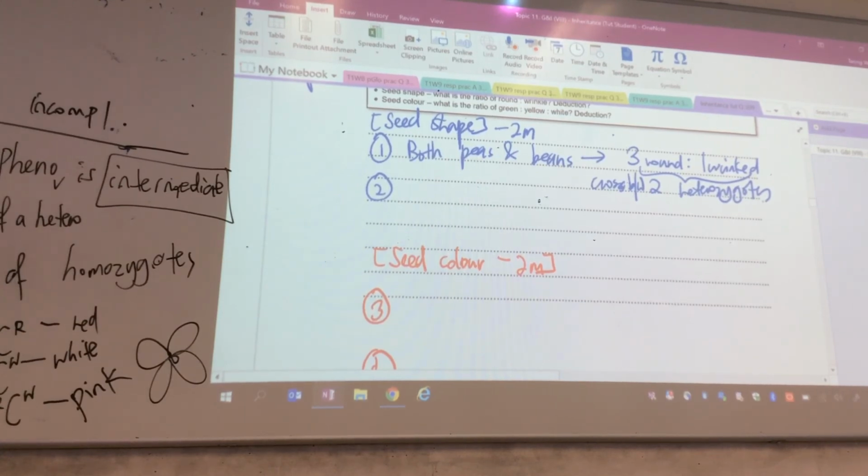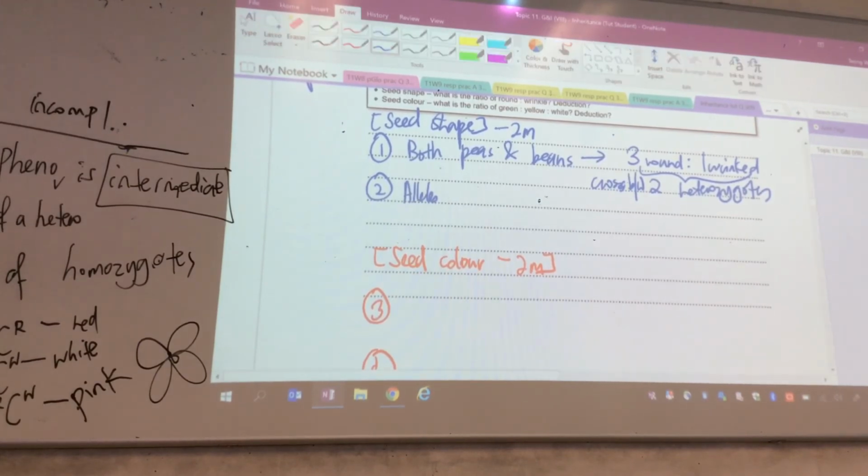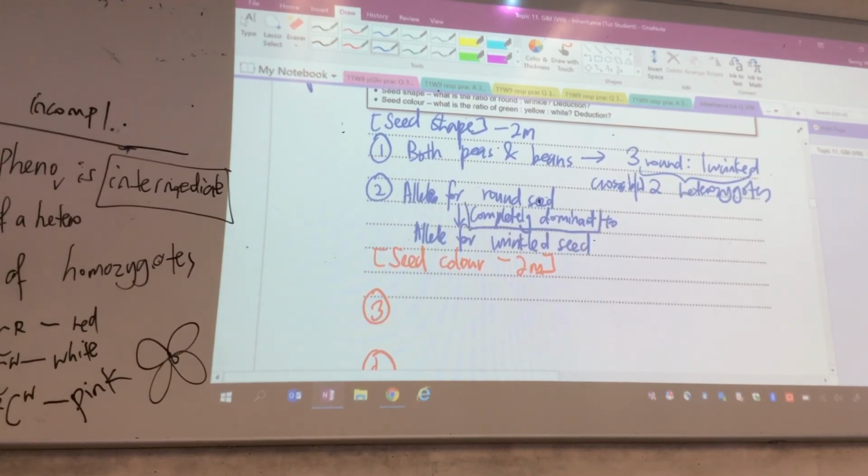Anything else you need to talk about? Why do you get 3:1? Because the alleles show complete dominance. The allele for round seed is completely dominant over the allele for the wrinkled seed. So what is the keyword? The keyword is complete dominance. This one shouldn't be a problem.